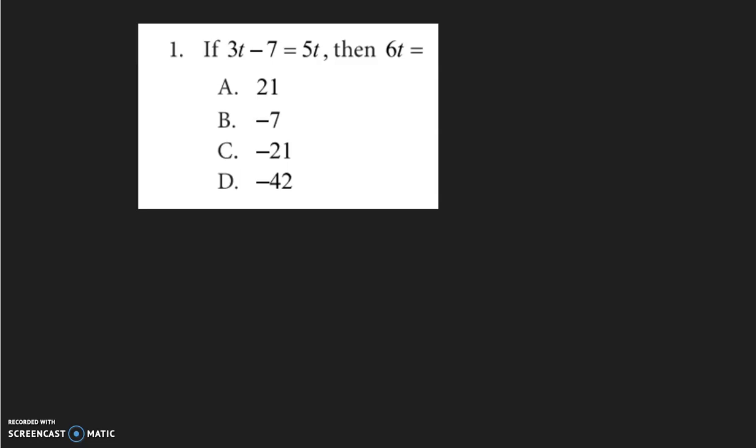For number 1, what you want to do is first solve for the value of t and then multiply that answer by 6. So we'll begin by solving 3t minus 7 equal to 5t.